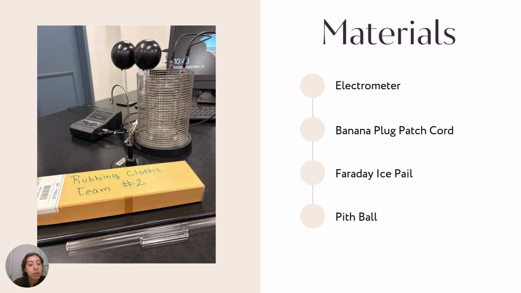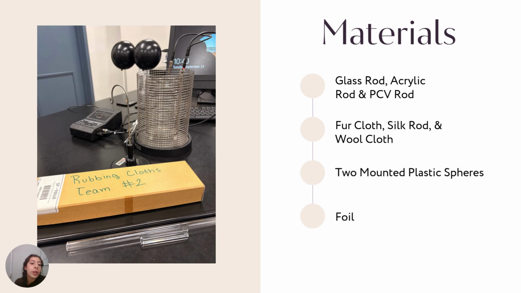For our materials in this experiment, we used an electrometer and a Faraday ice pail to measure charge. We used a banana plug patch cord as well as a pith ball. We also used a glass, acrylic, and PVC rod, fur, silk, and wool cloth, two mounted plastic spheres for experiment E, and a photo.